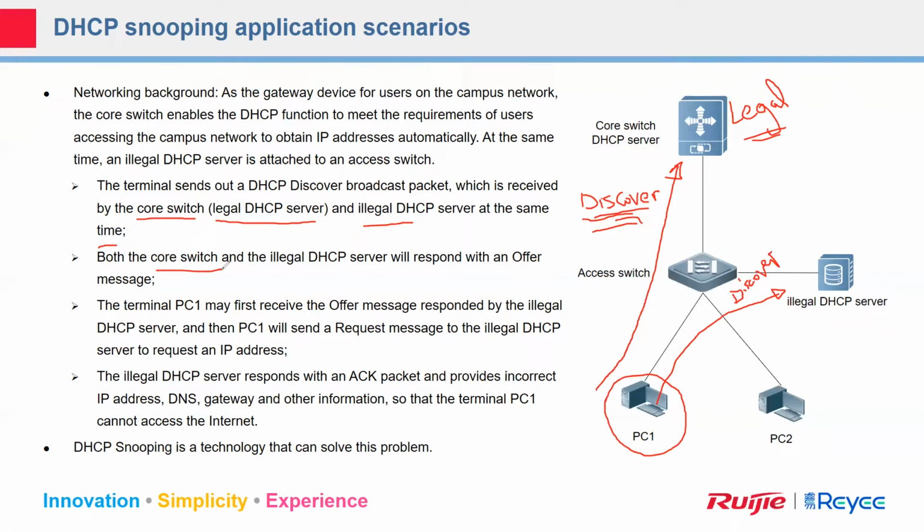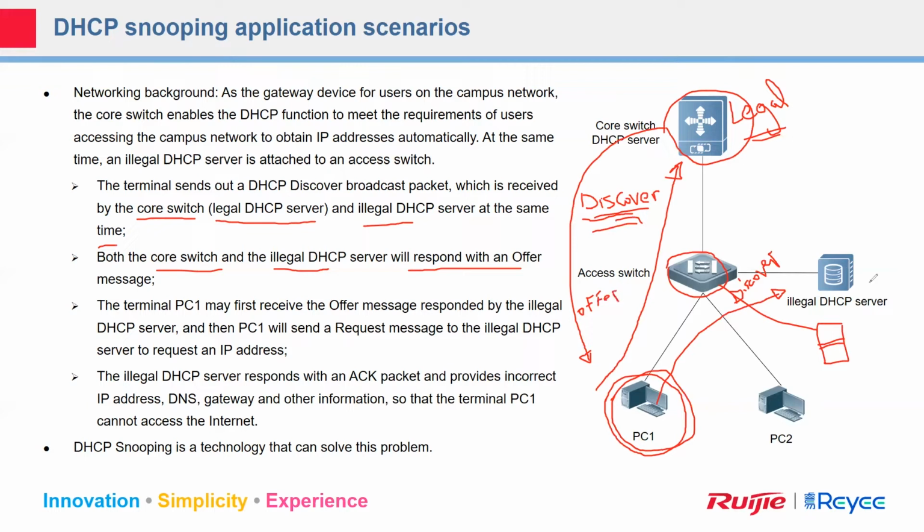Both the core switch and the illegal DHCP server will respond with an offer. So PC1 is sending a broadcast to everyone attached to that switch. Even if there are some servers here, it will send a broadcast as well. That server will respond, hello, I can offer you some IP address if you want. So this is the offering. And that one as well will send an offer.